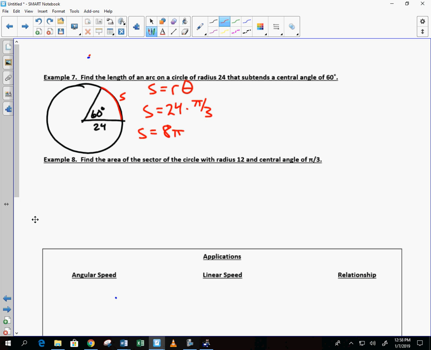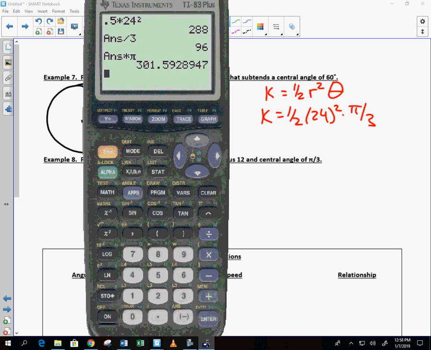Suppose there is a second component to the question, and it said find the area of a sector with the same conditions. Then you would use your sector formula. K is equal to 1/2 r squared times theta. So K is equal to 1/2 times 24 squared, and theta is pi over 3. Again, you use pi over 3. You don't use 60. If you're going to use that type of formula, you must use radians. I turn on my calculator and do 0.5 times 24 squared. I get 288, divided by 3, and I get 96 pi.